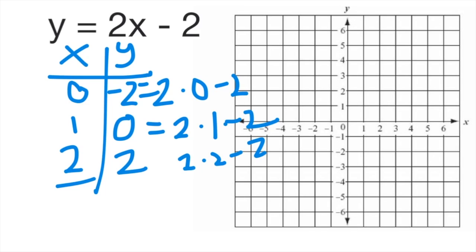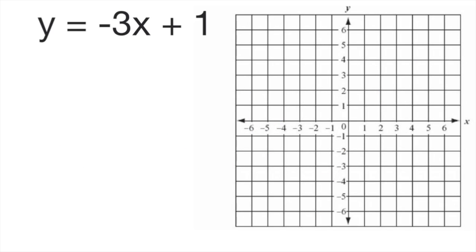Now that we have a table of values, we can use these as coordinates and plot the points. So the first one is 0, negative 2. Next one's 1, 0. And the final one is 2, 2. Once you've done that, then you can draw the line through the points.